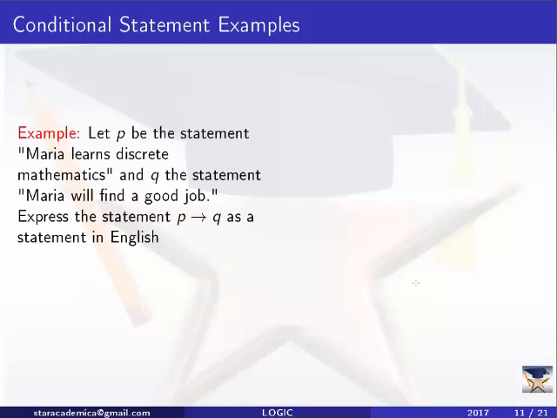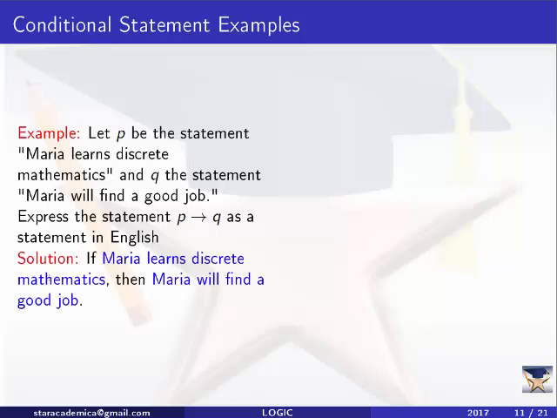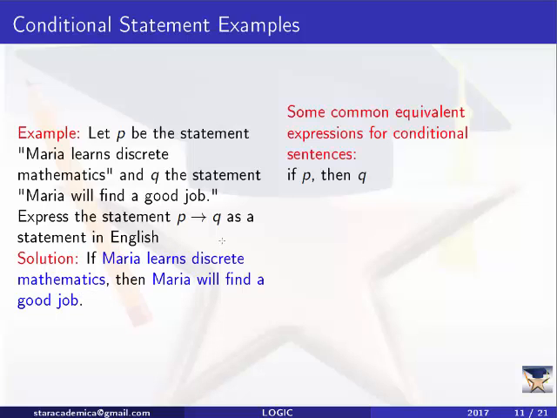Let's look at an example. Let P be the statement Maria learns discrete mathematics and Q the statement Maria will find a good job. Express the statement if P then Q as a statement in English. So if Maria learns discrete mathematics, then Maria will find a good job. That's how we express it.